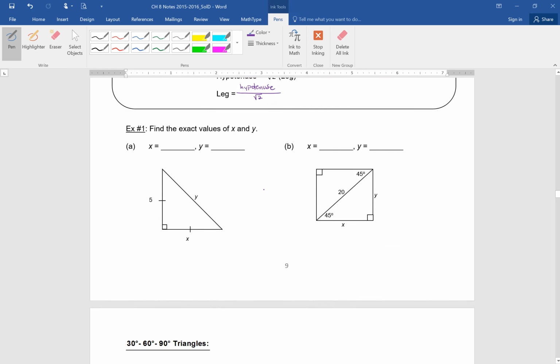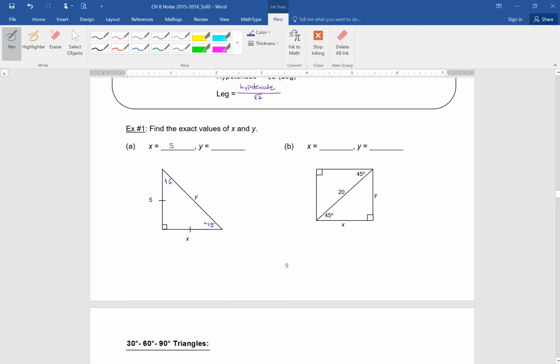All right, so let's look at this right triangle. Well, we know that these two sides are congruent. What does that mean about x? It's 5. Now, if the two legs are congruent, what does that mean about these two angles here? They're congruent, and the only thing they could equal is 45 and 45.